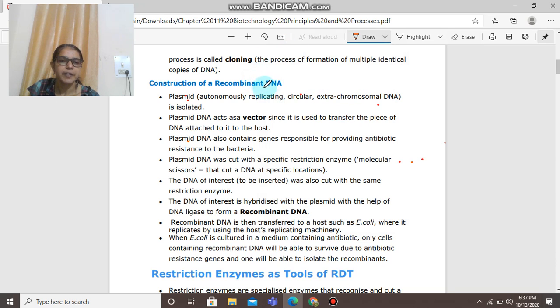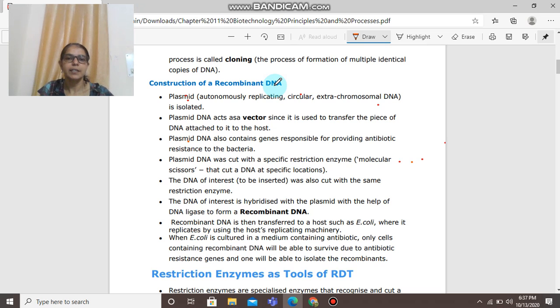So in the last class we had discussed the basics of genetic engineering, that is, the steps that are used in genetic engineering. Now today I am going to discuss with you the construction of the recombinant DNA, means how the formation of the recombinant DNA takes place. First of all you should be clear what is the meaning of recombinant DNA. As the word itself indicates, recombinant means it is the DNA formed by combining two different types of DNA. That's why it is called recombinant DNA.